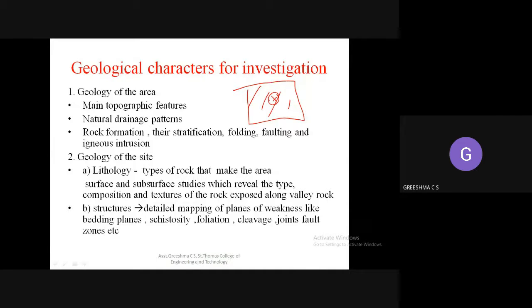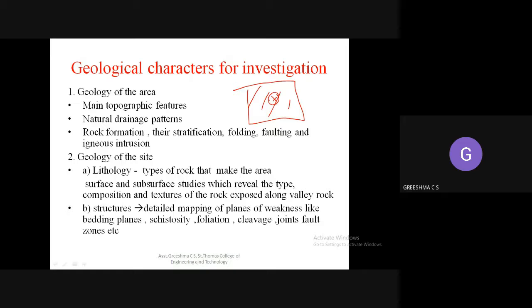Secondly, you have to study the structures of the site. Here it involves detailed mapping of the planes of weakness like bedding plane, schistosity, foliation, cleavage, joints, folds, etc. So we have studied all these features. Bedding planes: how the bedding plane is. If it is a rock, you know that it will be aligned bed by bed, the layers will be bed by bed. So how the bed is, how the inclination will be, all these things.